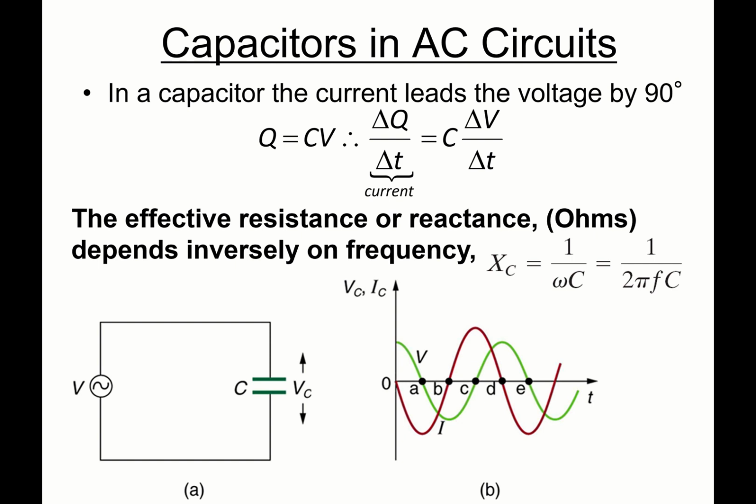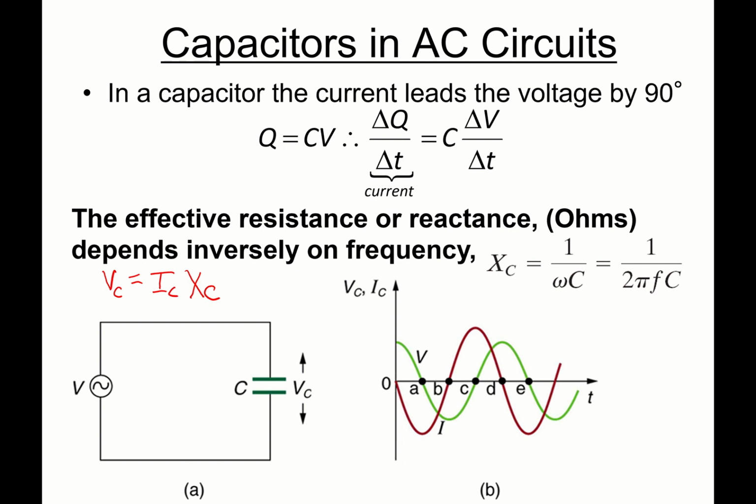That means that the effective resistance, or reactance, if we write it down, the voltage in the capacitor is equal to the current in the capacitor times something, that something we call the reactance, X, and I'm going to put a subscript C on it so you know it's for the capacitor.